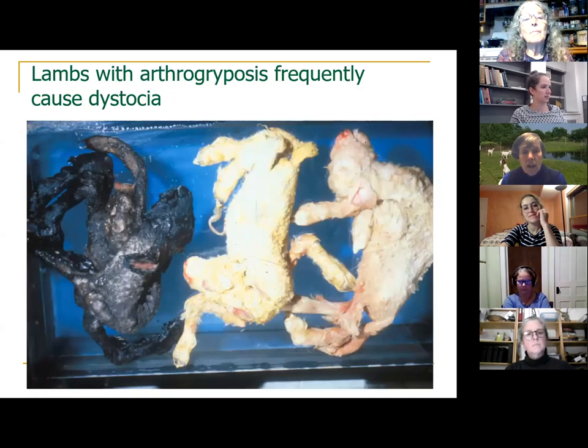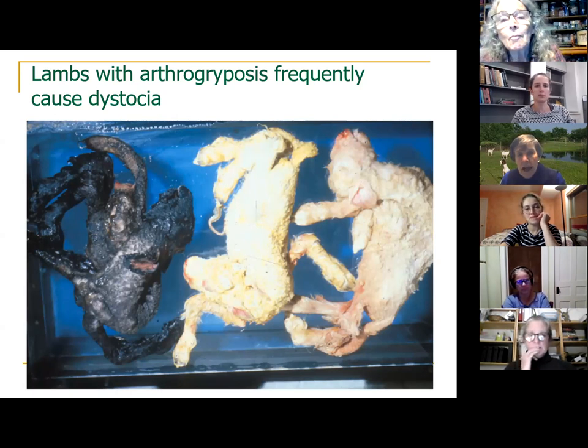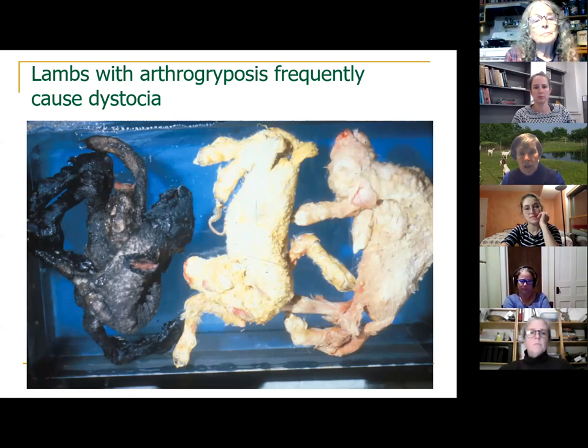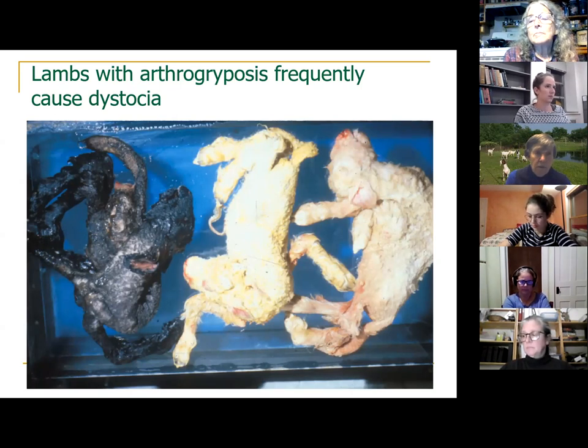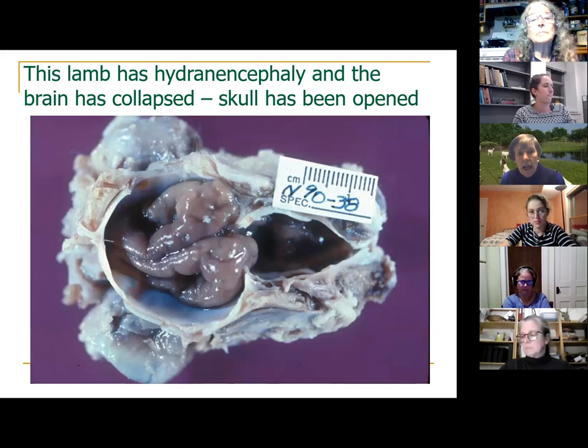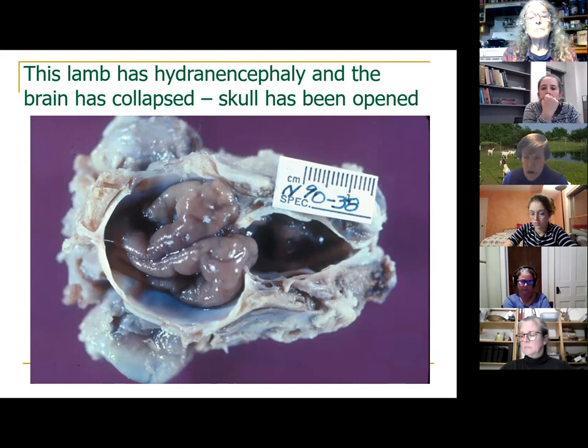And this is what the lambs can look like. So when you've got lambs whose legs and backbones are fixed in these abnormal positions, often there's a difficult birth or a dystocia, just because the lambs don't get in the normal position to be born. And this is a lamb that has hydranencephaly, where there's very little brain tissue left, and that was full of fluid and has collapsed. The top has been cut off the skull in this lamb to expose the abnormal brain.